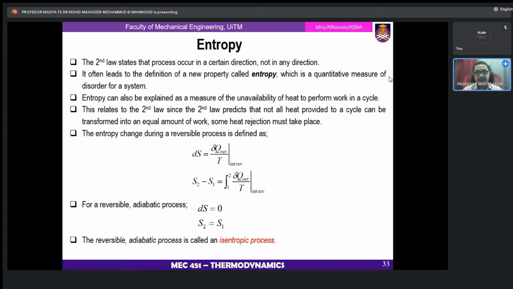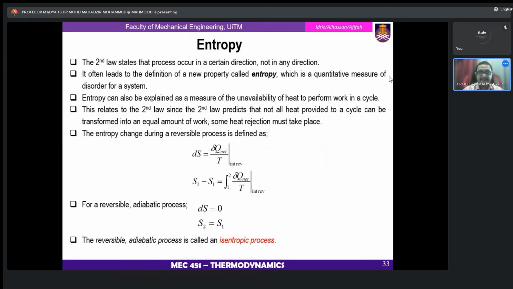So the entropy change during the reversible process, we can define with this short formula. So dS, that means change of the entropy, S2 minus S1 is equal to the integral of delta Q, that means heat, over temperature. So this is the formula for the entropy. If you look at this formula, you know that the entropy is the heat divided by the temperature.